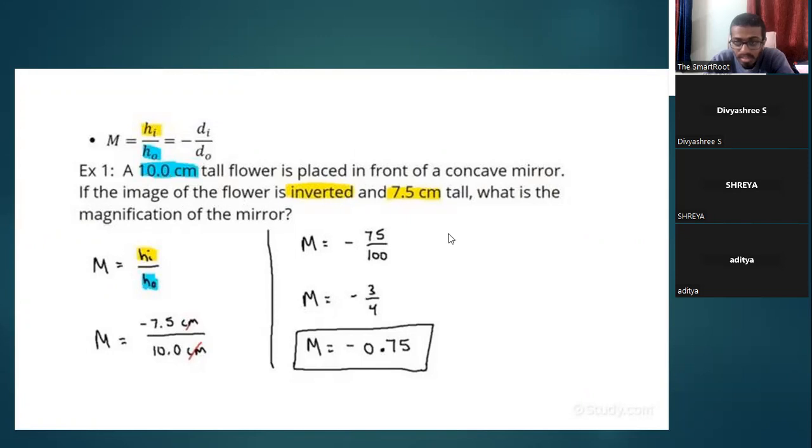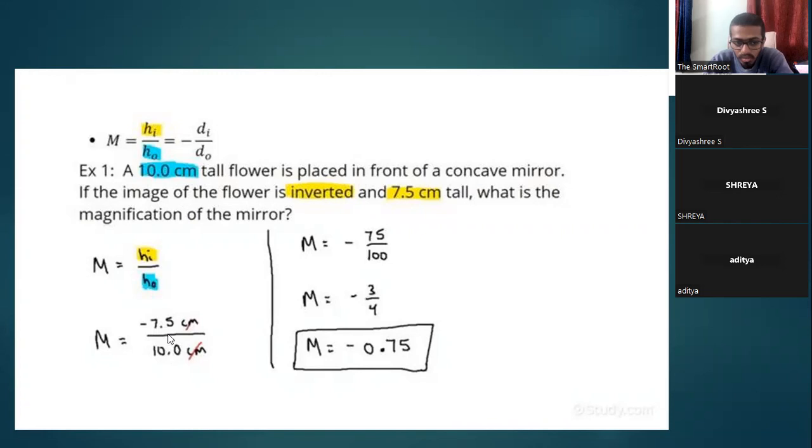Since it is an inverted image, I'm getting it as minus 7.5. I learned it right: if it is inverted, it is a negative sign. This is where you're using sign convention. So magnification is equal to hi by h0, and magnification will be minus 7.5 by 10.0 centimeter. It doesn't have any unit because I'm comparing two things of the same unit. So magnification is nothing but minus 75 by 100.